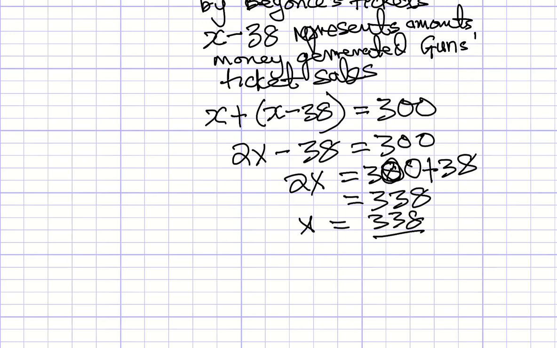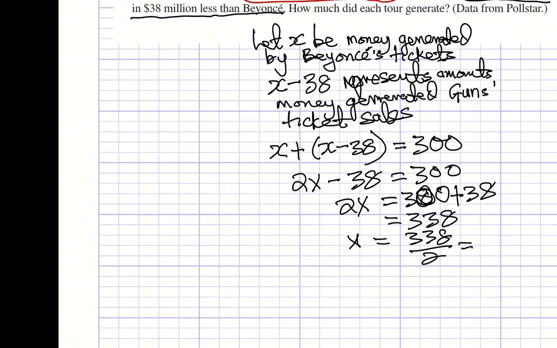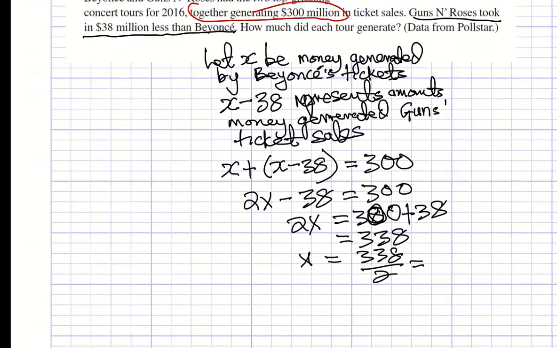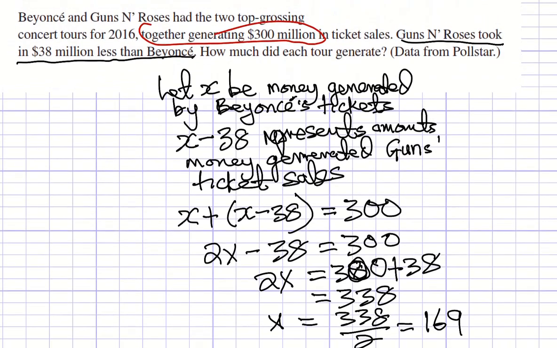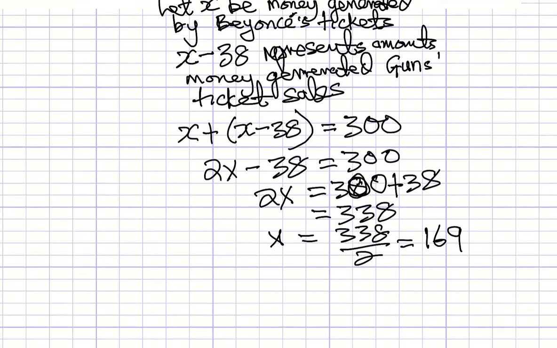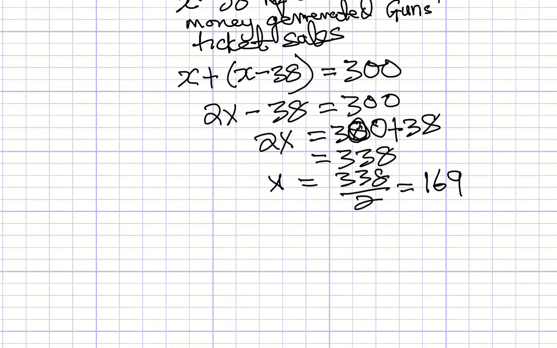338 over 2. If you divide that, what do you get? You get 169. 169, okay? So if Beyonce generates 169 million in tickets, that's what that figure stands for.